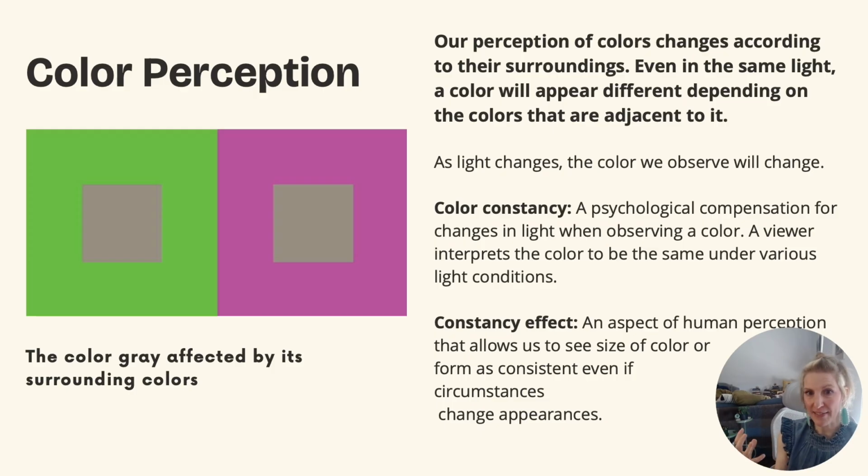Now, color constancy is a psychological compensation for changes in light when observing a color. In this instance, a viewer interprets the color to be the same under various light conditions. The constancy effect is an aspect of human perception that allows us to see a color or form as consistent even if circumstances change appearances.